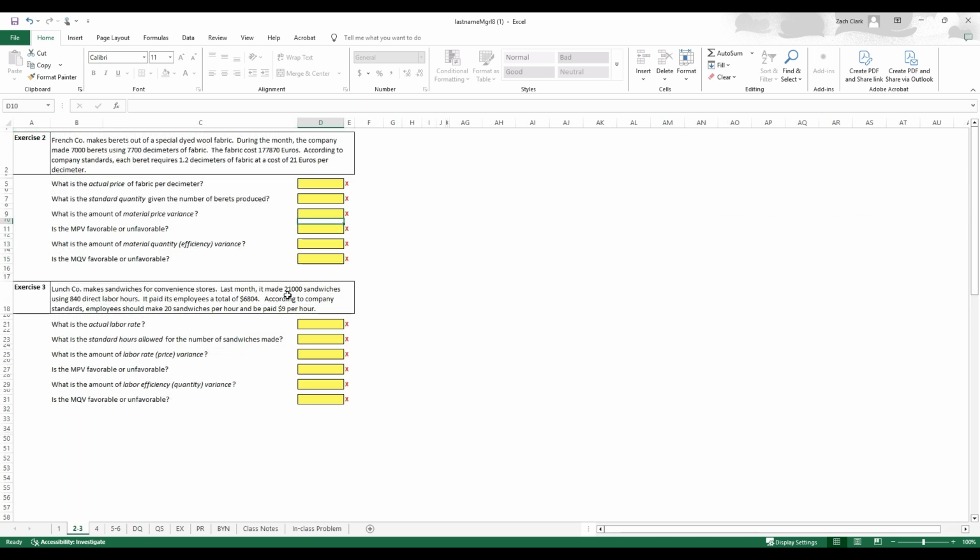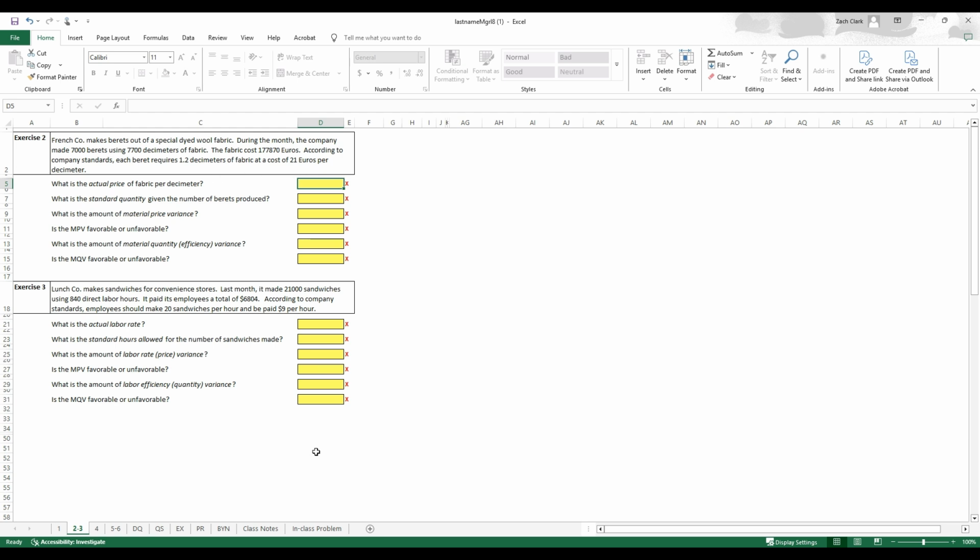But let's jump into some of the more calculation focused questions here and see if I can help solve some of those with you. Okay, so here is the Exercise 2 problem, and again, we had a similar problem in class, making berets with the wool, etc., how many berets we made using how many units of materials, what was the cost, and so on and so forth.